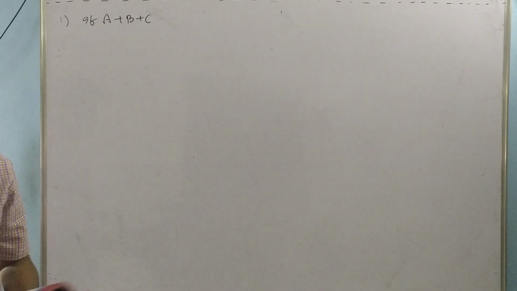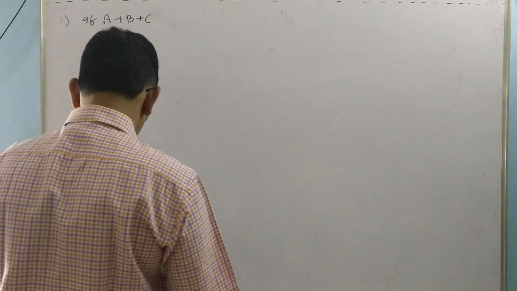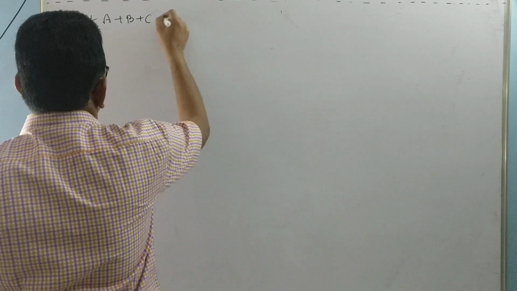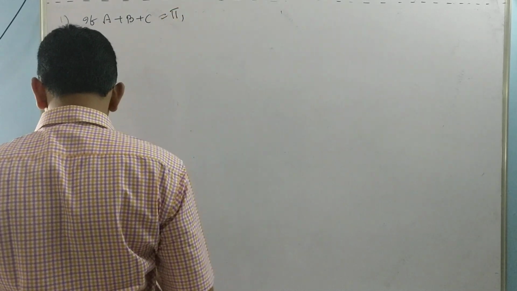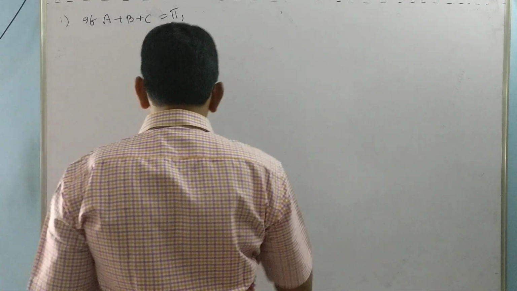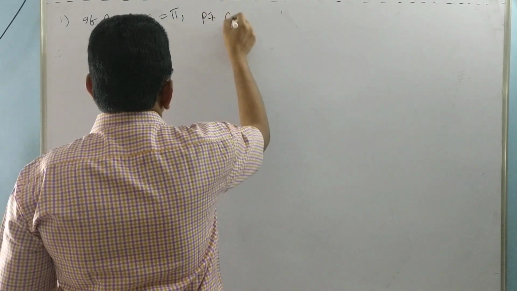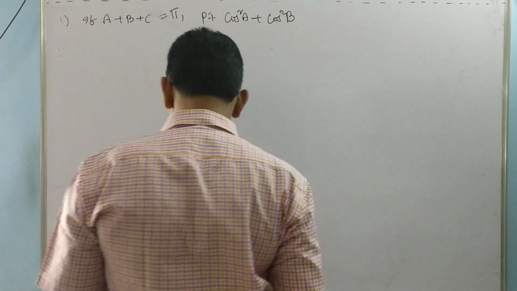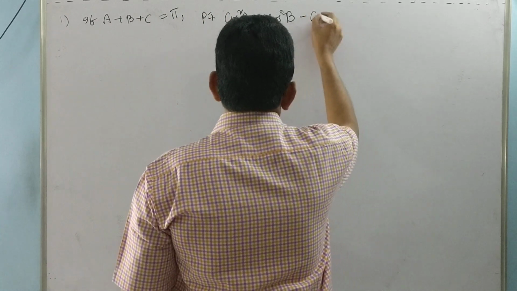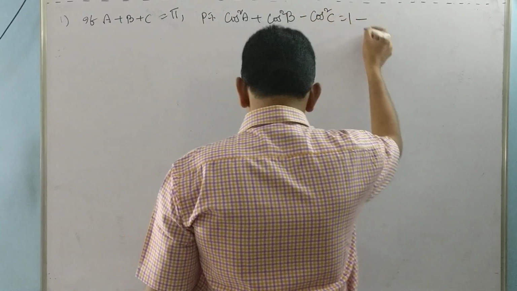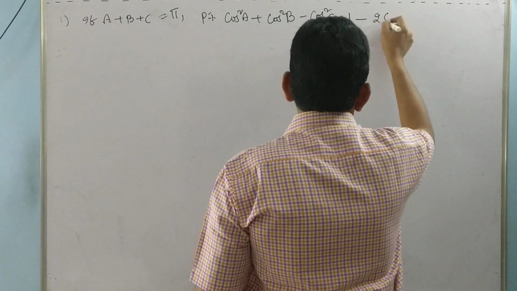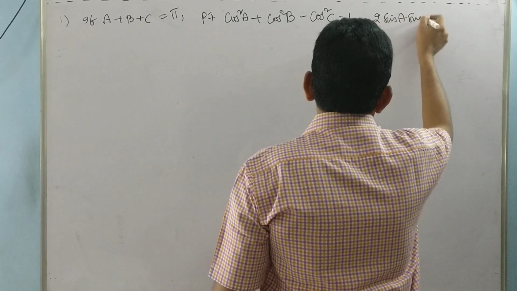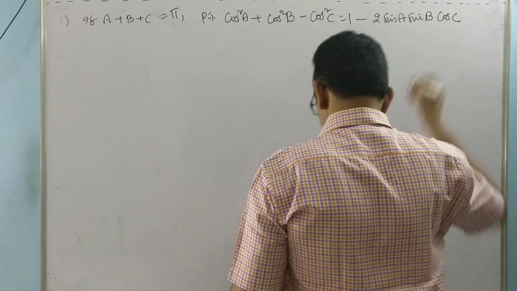Next one: if a plus b plus c equal to pi, angles of a triangle, then prove that cos square A plus cos square B minus cos square C is equal to 1 minus 2 sin A sin B into cos C.